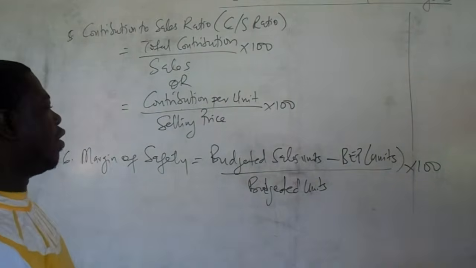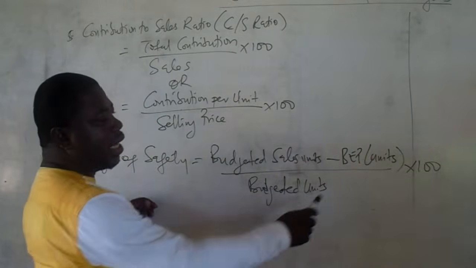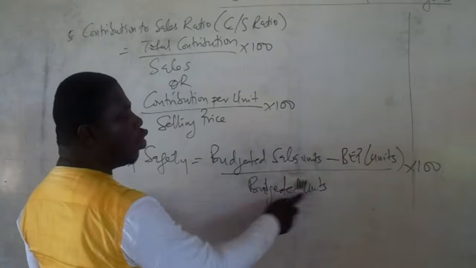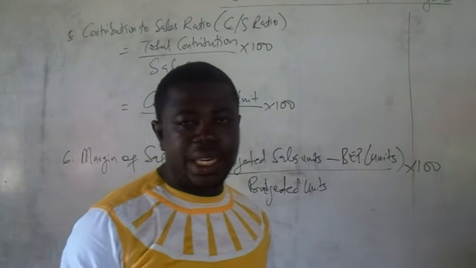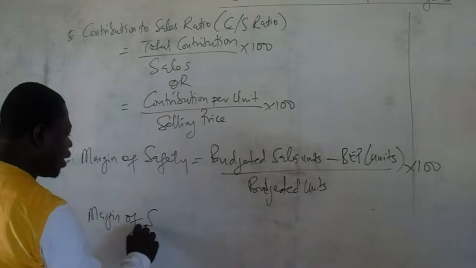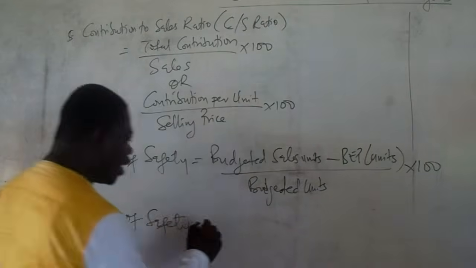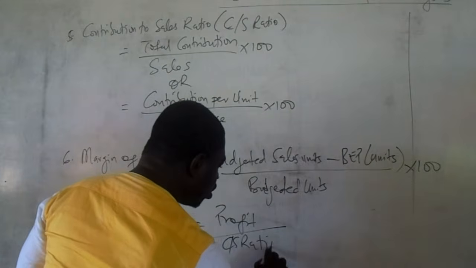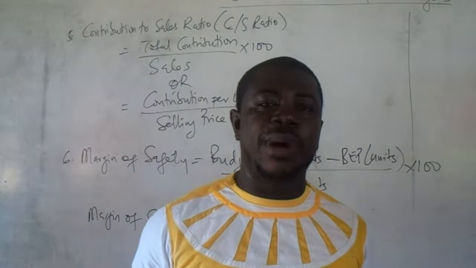In the same way, margin of safety can be calculated with a sales value, and that will mean that instead of using the break-even point in units, you are going to use the break-even point in value, and you're also going to use the budgeted sales value instead of the sales units, and the formula will still remain the same. Finally, I also want you to understand that the margin of safety can be calculated in a different way. It can be calculated using profit over your CS ratio. So your profit over the contribution to sales ratio can also give you your margin of safety.